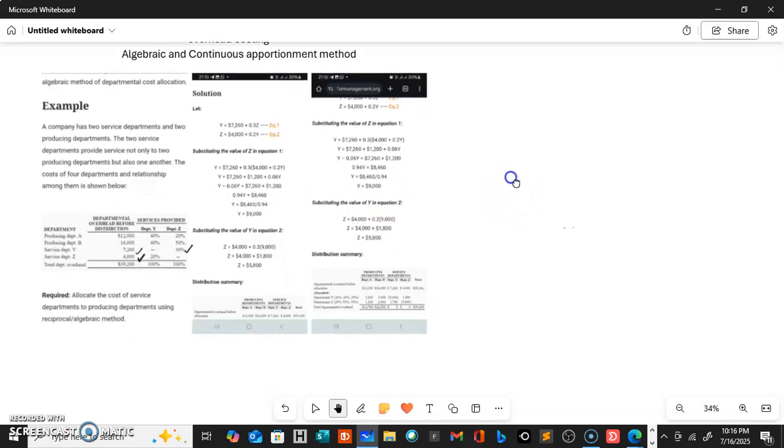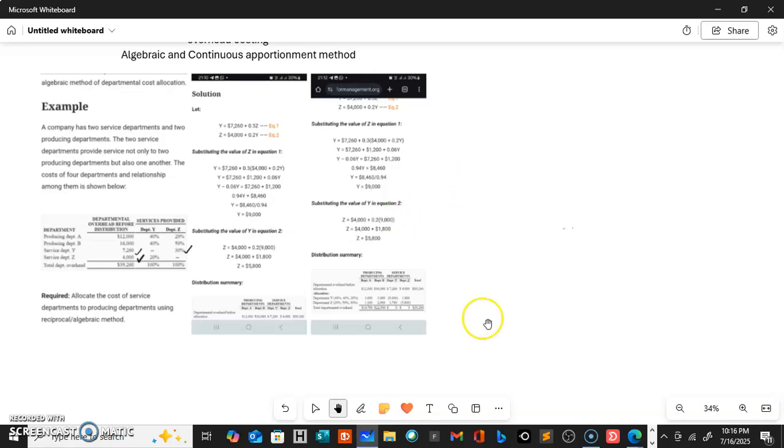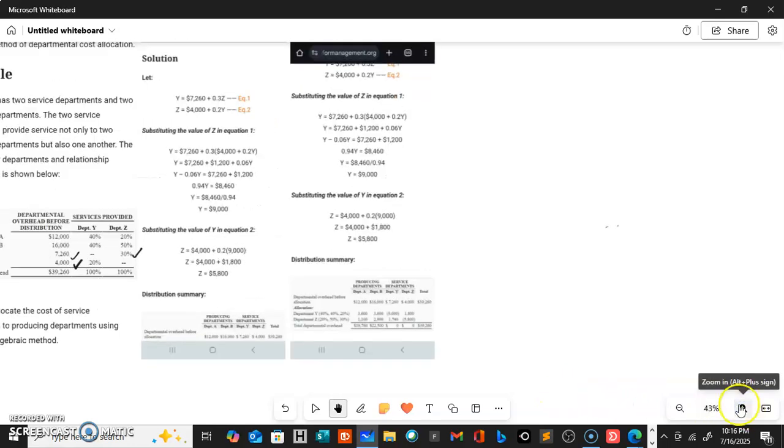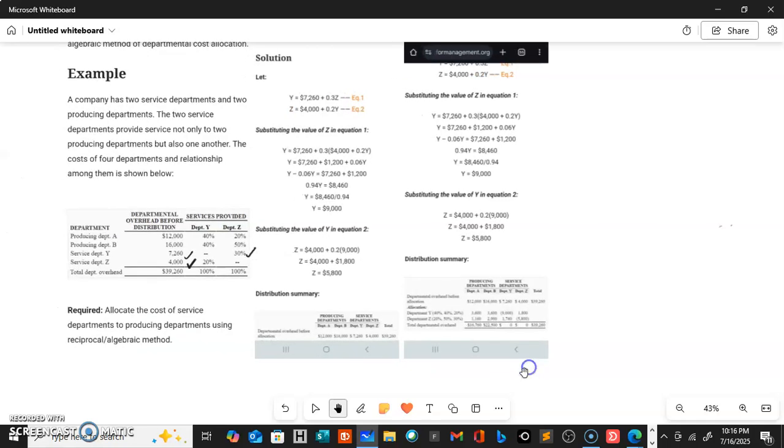Looking at the question, the company has two service departments and also two production departments. So what we're going to do is apportion the cost incurred in the service departments to the cost of production. If you look at the question very well, let me zoom in to look at it. So we have service department Y here. Service department Y has 7,260.